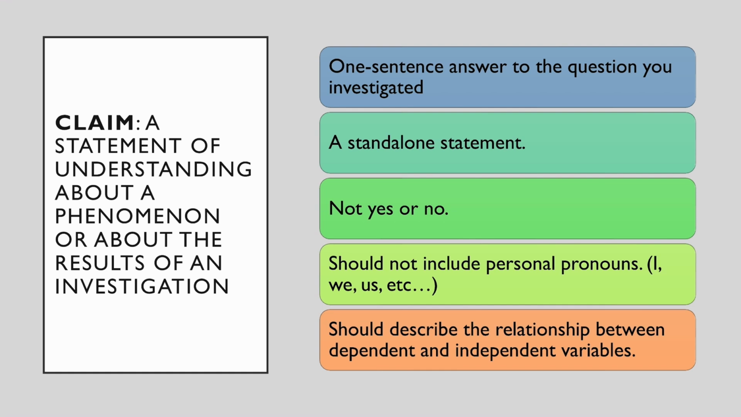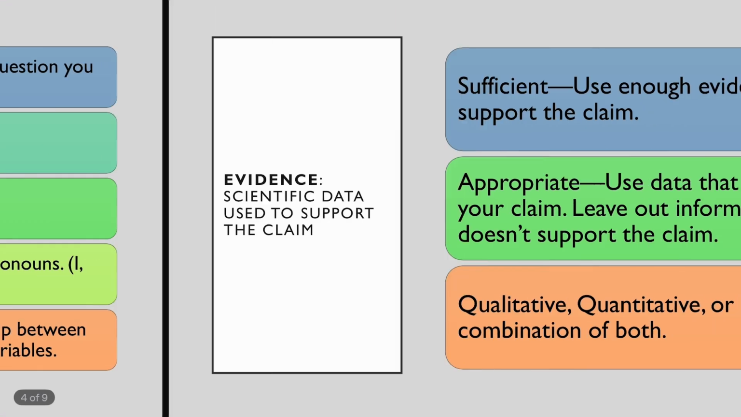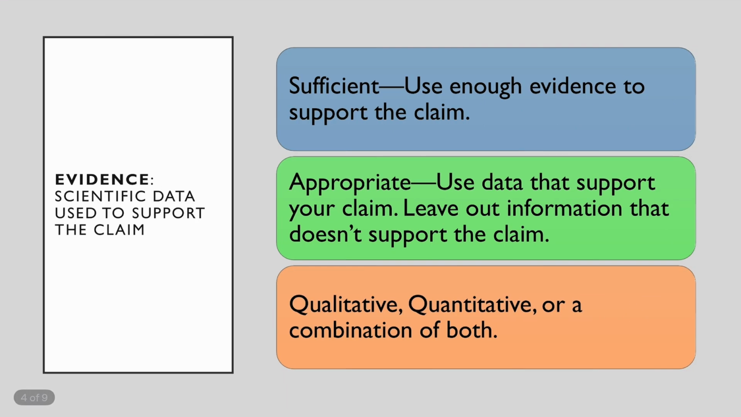Then finally, unless you are designing a very horrible experiment that should not be done, you should probably have an independent variable and dependent variable in your experiment. And the claim usually is going to talk about how those two are correlated. Is there a negative or positive correlation, etc. Okay? So the claim is really short, it's just one sentence. The next thing you have to do is provide evidence to support that claim.